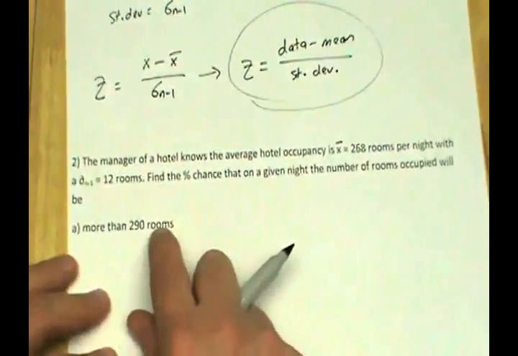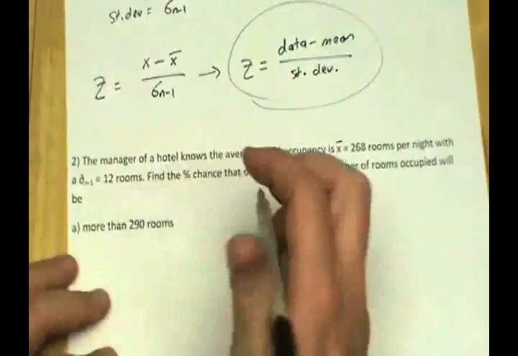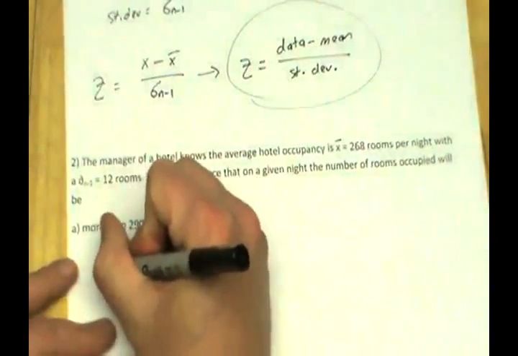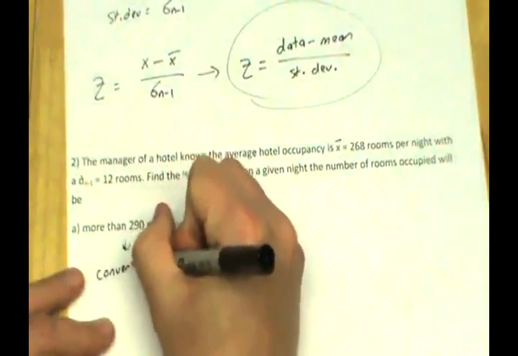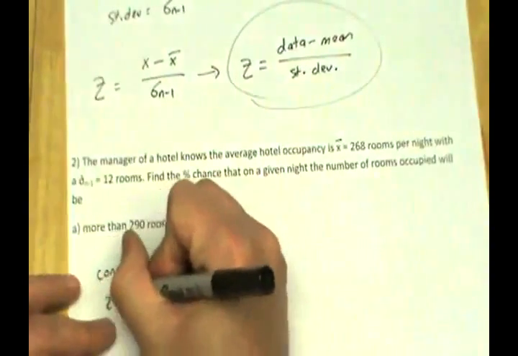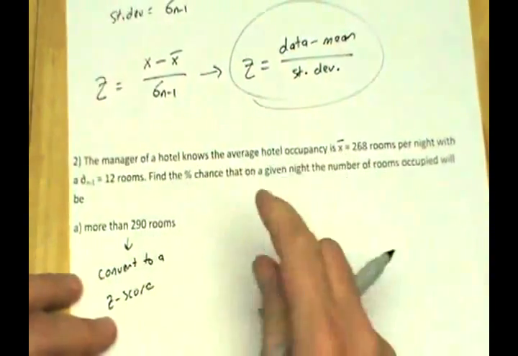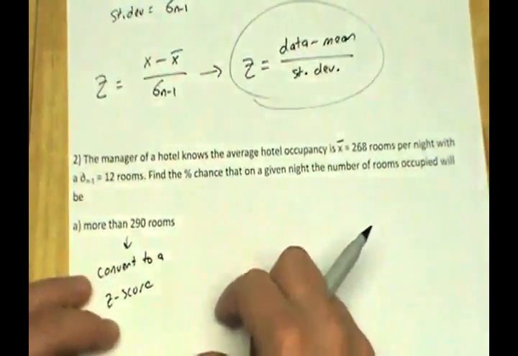Again, I can't look 290 up in my z-score chart. I have to convert to a z-score. There is no 290. I have to look up a z-score. Well, here we go.